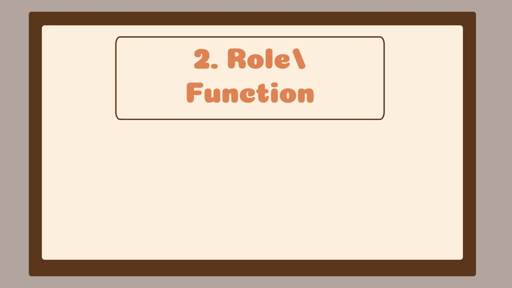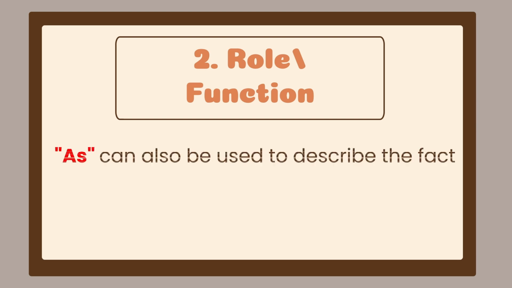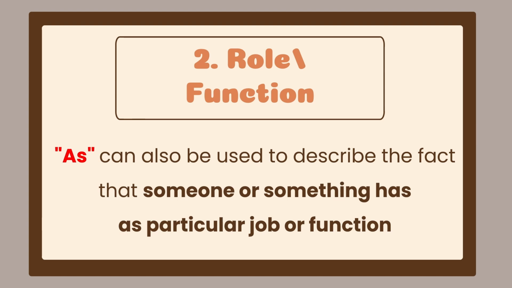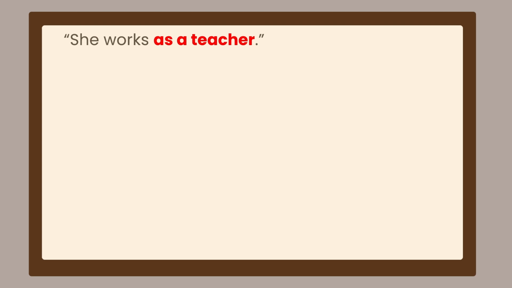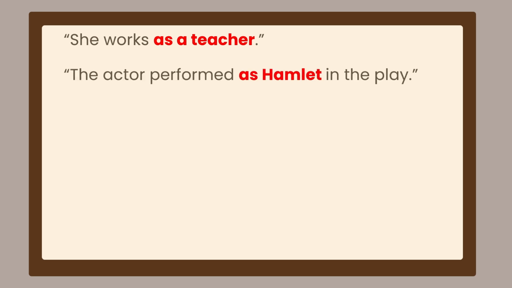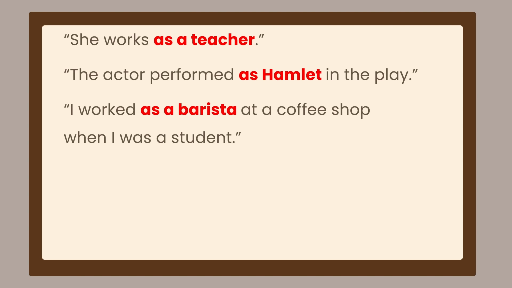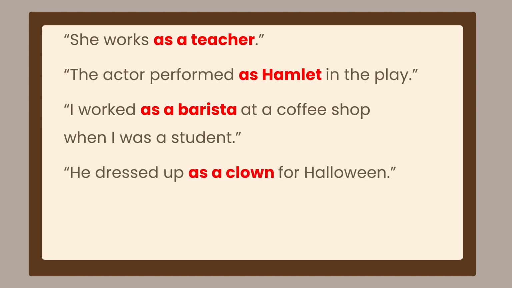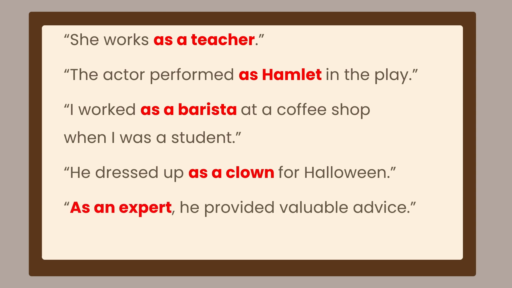Next usage of "as" is role or function. "As" can also be used to describe the fact that someone or something has a particular job or function. She works as a teacher. The actor performed as Hamlet in the play. I worked as a barista at a coffee shop when I was a student. He dressed up as a clown for Halloween. As an expert, he provided valuable advice. She painted the picture as a gift.